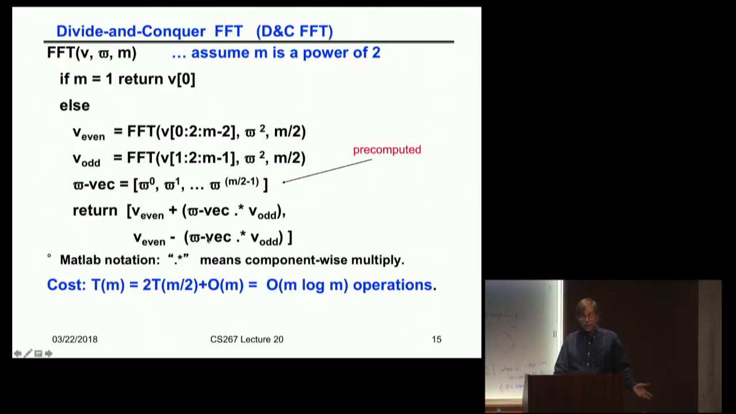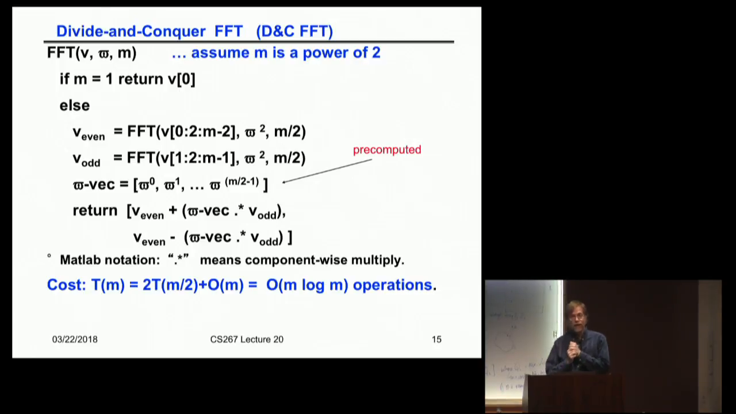So what's the complexity of this algorithm? Let me call it T of m, T being the time or the number of floating point operations. Well, there are two calls to the problem of half the size, so 2 times T of m over 2, and then this is m plus m plus m plus m, so order m more multiplies and adds. Here's a nice simple recurrence, and when you solve it, you get m log m. So that's the classical algorithm.